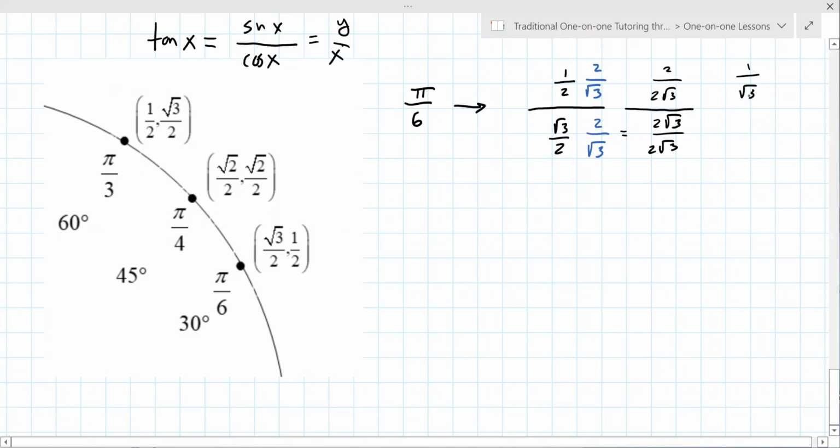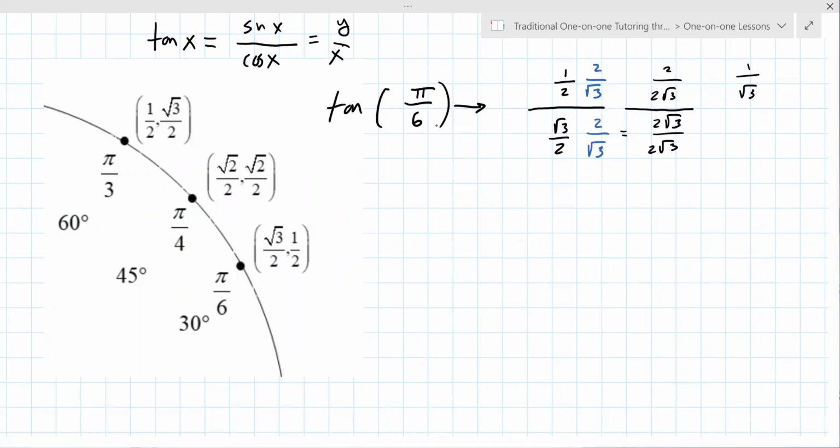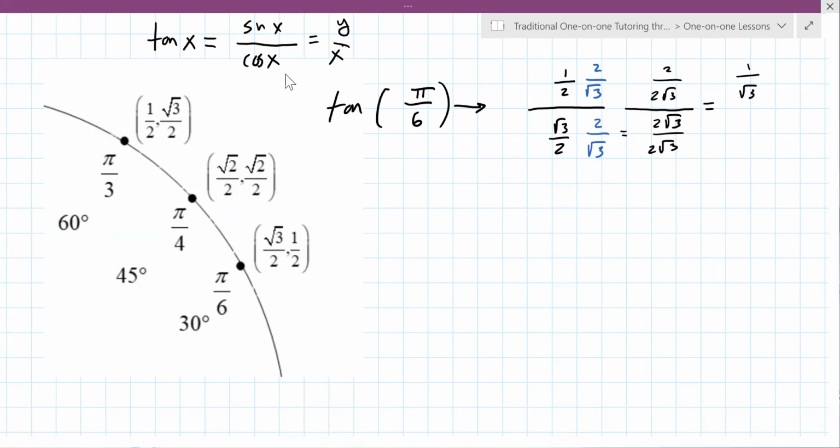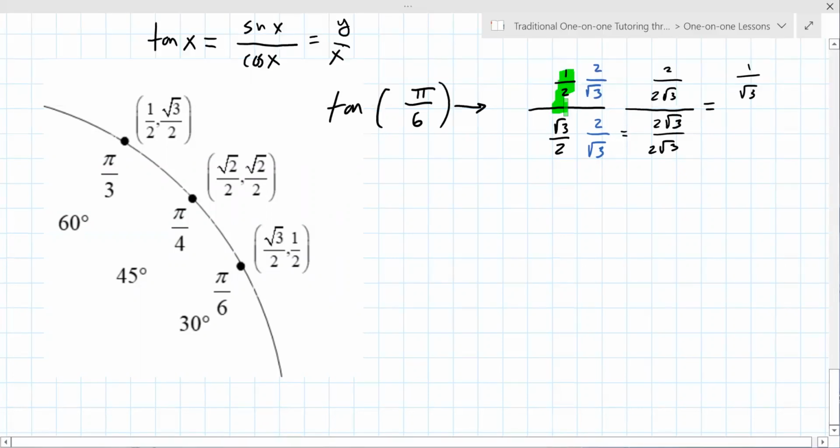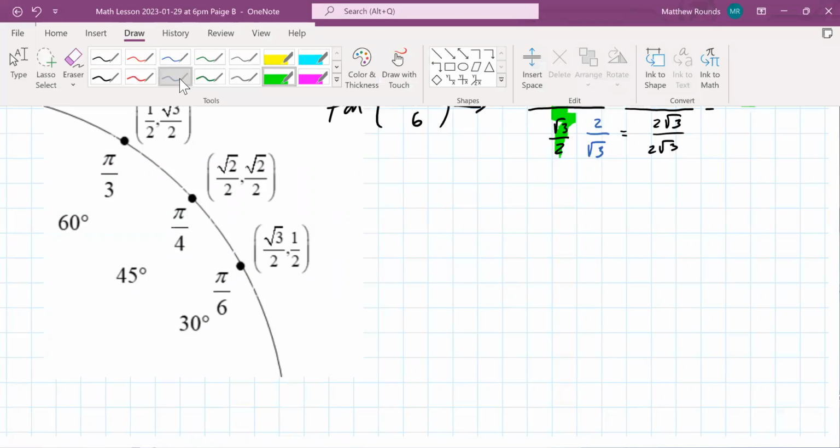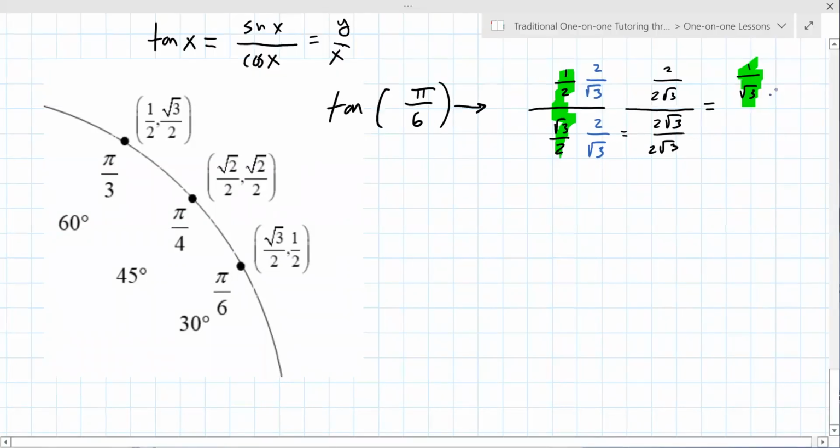Okay. So this is what's confusing for students. And I appreciate you actually letting me work through this with you, because you're going to fully understand this now. The tangent of pi over 6 is everything in green. It's 1/2 over the square root of 3 over 2. It's 1 over root 3. And then finally, if we rationalize this, we multiply the top and bottom by root 3.